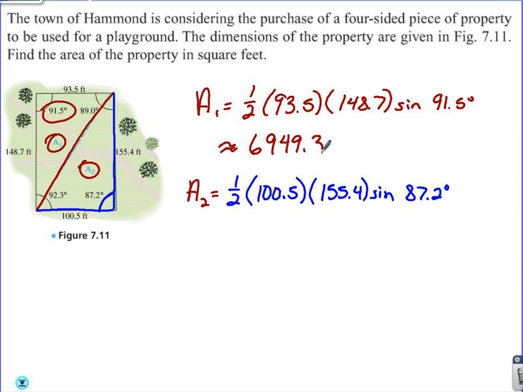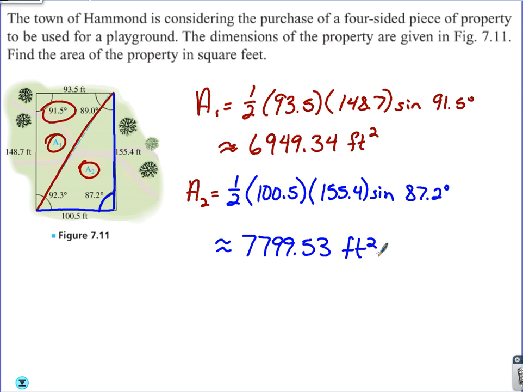6,949.3 what? And that's in square feet. Feet squared. Your second area, anybody got it yet? Should be 7,799.52 or 53 actually. And that's also in square feet. So there's your two areas.